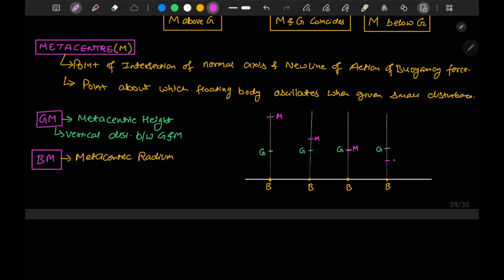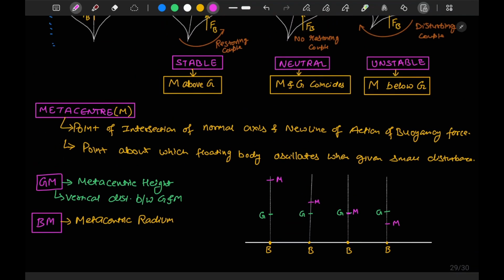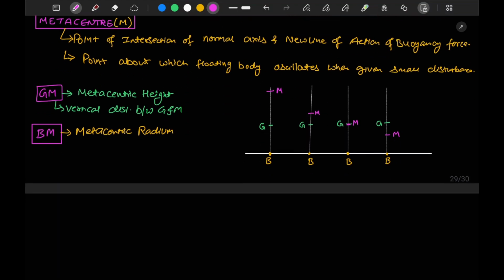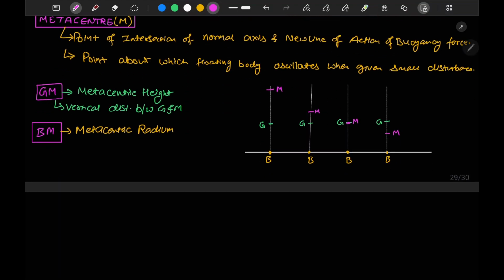Now your metacentric point, the metacenter, is below G. So in these cases, as I mentioned earlier, M above G is stable, but here M and G coincide, so this is neutral, and here M is below G, that is unstable. So I can say that along this direction, your stability decreases.